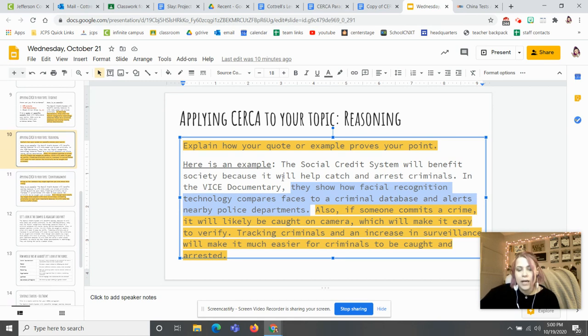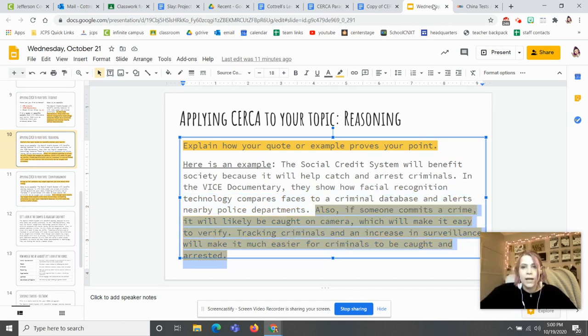Facial recognition technology compares faces to a criminal database and alerts nearby police departments. That is my evidence. How does that evidence prove my point? Well, if someone commits a crime, it's going to be caught on camera, super easy to verify. Tracking criminals will also just make it really easier for criminals to be caught and arrested. So I'm just explaining why I use that example.